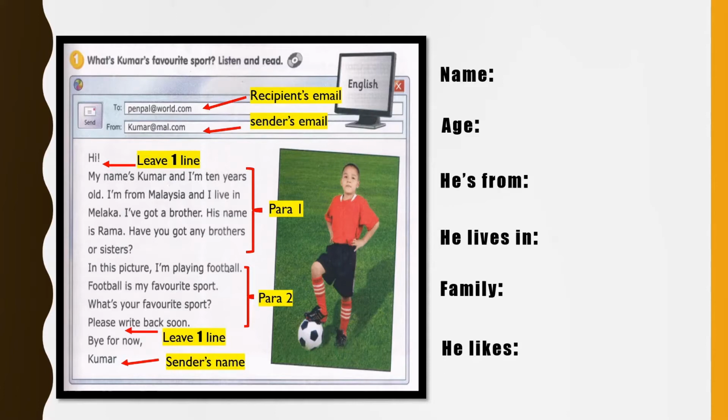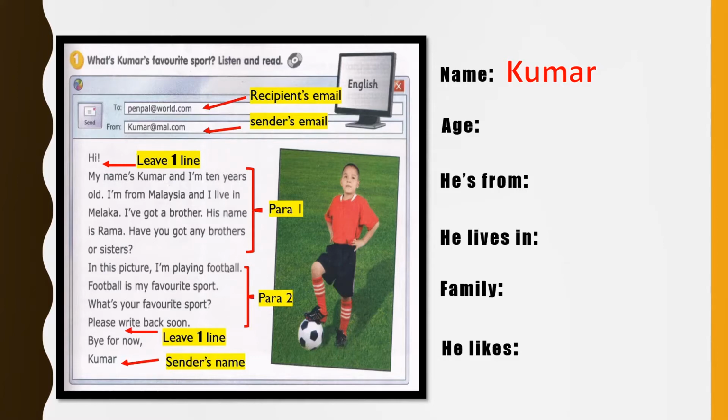Okay, so for name, the name should be Kumar, unless he writes there his full name like Kumar Anak Laki Nagarajan, then you have to write all of it. But if you cannot find it, just write his name as Kumar. Remember, Kumar is a proper noun, it's a name, so you must write the first letter in capital letter. So K, write it in a big letter, followed by the rest in small letters. Okay, so I believe you have skimmed through the information.